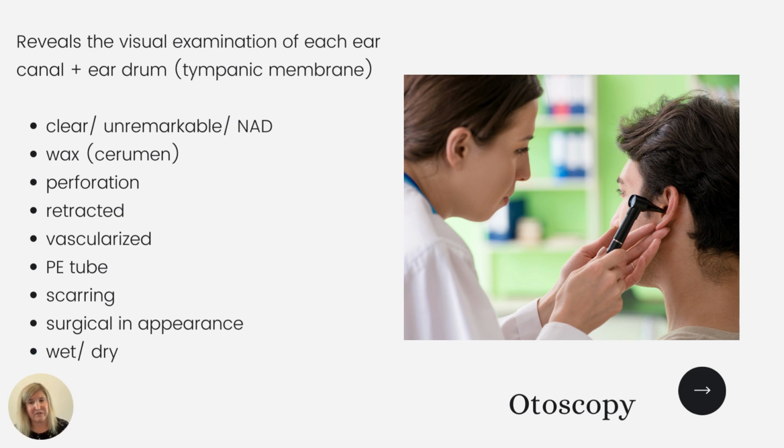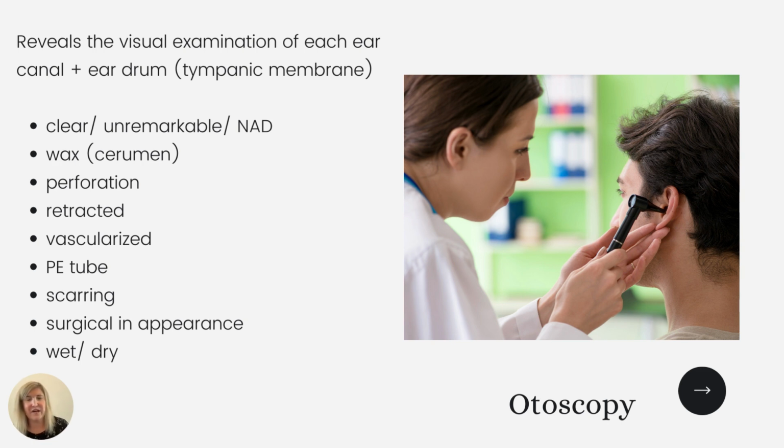Some other common descriptors can include wax or cerumen. Occluding wax can interfere with testing results. This means that the wax is fully blocking off the ear canal and the examiner cannot view the eardrum. Non-occluding wax means that the examiner could potentially see parts of the eardrum and the ear canal, and it may or may not impact the testing results.